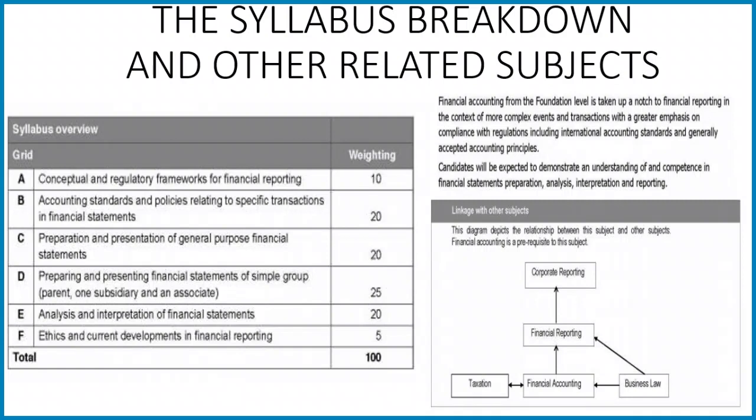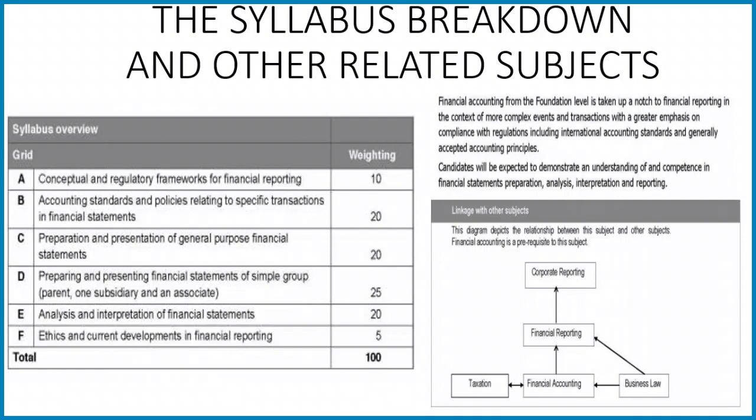So you are expected to know what standard affects which aspects of the financial statement you are trying to prepare. And that deals first of all with the first aspect of the syllabus, the conceptual and regulatory framework, which you must know. Then you must know the accounting standards and policies as they relate to the transactions you are dealing with, which carries the weight of 20 marks. The conceptual and regulatory framework rather carries 10%.